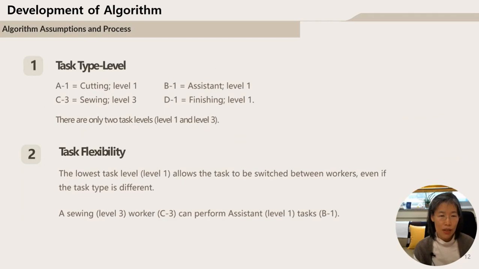The algorithm is based on several assumptions. First, the task type level is divided into 4 categories. Second, there are only 2 task levels, level 1 and level 3. Third, the lowest task level allows the task to be switched between workers even if the task type is different. For example, a sewing worker can perform assistant tasks.